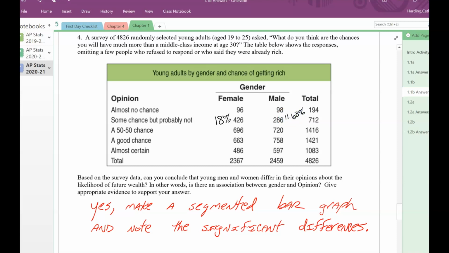So you can see that there's a difference. It seems that females are more likely to have responded some chance, but probably not, than males did. So we're going to say that they're not independent. There does seem to be an association between gender and opinion.